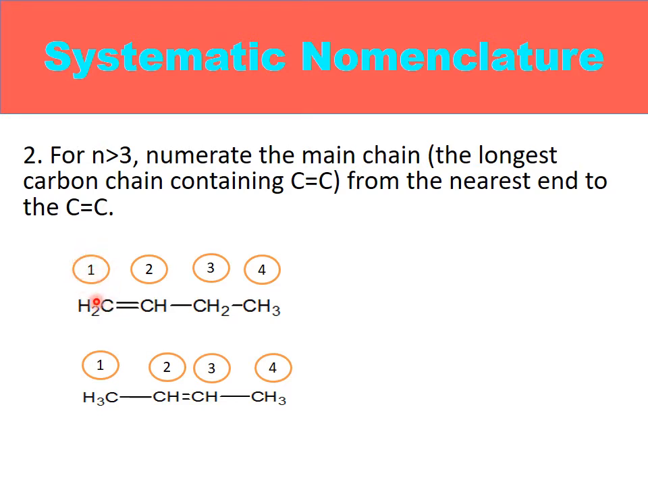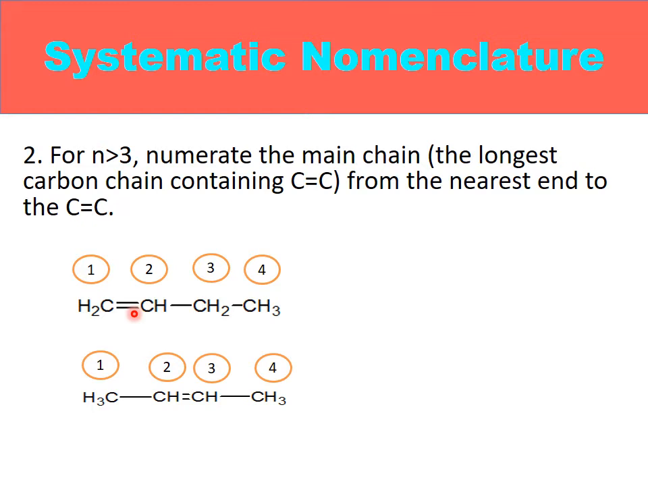So if we take the first example, if you start here from the left, then this carbon holding the double covalent bond will be the first carbon atom. While if we start from the right, then let's enumerate it 1, 2, 3. Then the carbon holding the double covalent bond will be the third carbon atom. So you should start from the left, since the carbon holding the double covalent bond must receive the lowest number.